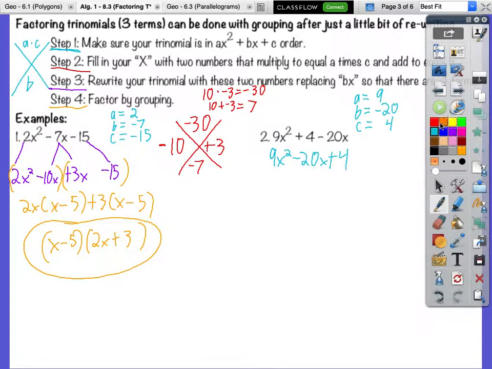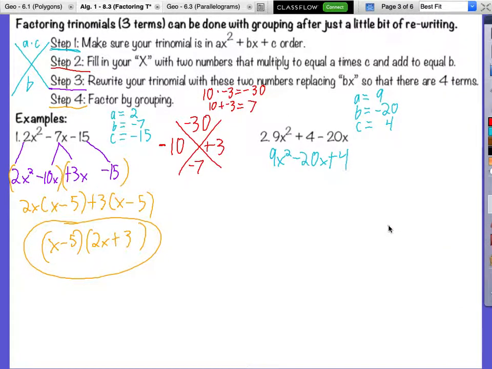Now after we identify, we move on to step 2, which is to make our x. Now what goes in the top of this x? 36. How did you get that, Christian? 9 times 4. We take our A times C, which is 9 times 4. It can be different for any problem. And what's going to go on the bottom?